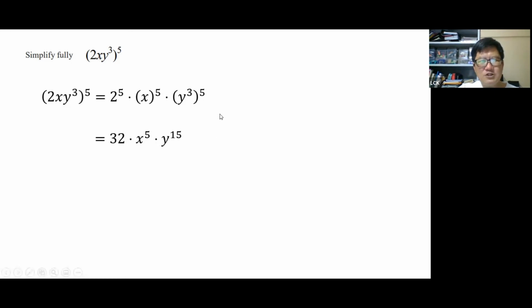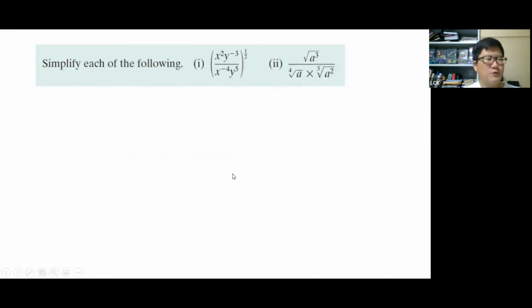So x to the power of 5 here, 3 times 5 is 15. So remove the raised dots and you've got 32, x to the power of 5, y to the power of 15. Simple.